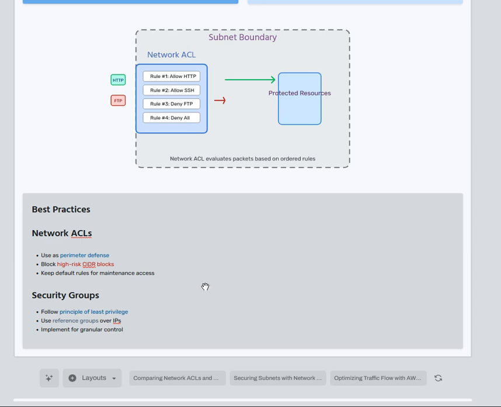Security groups follow the principle of least privilege, and use reference groups over IPs. Implement them for granular control. You only need to allow what needs to go outside. You can use them if you need more granular control, right?